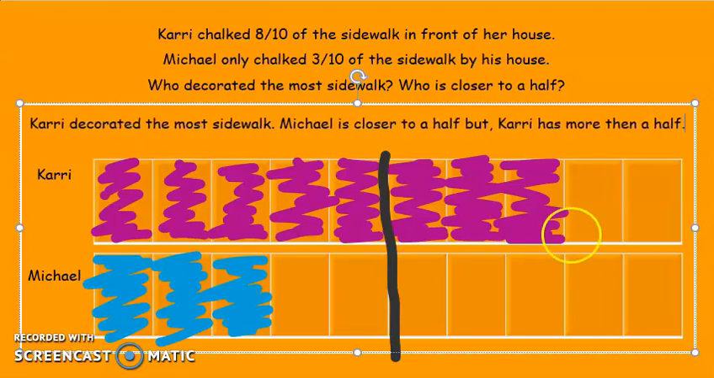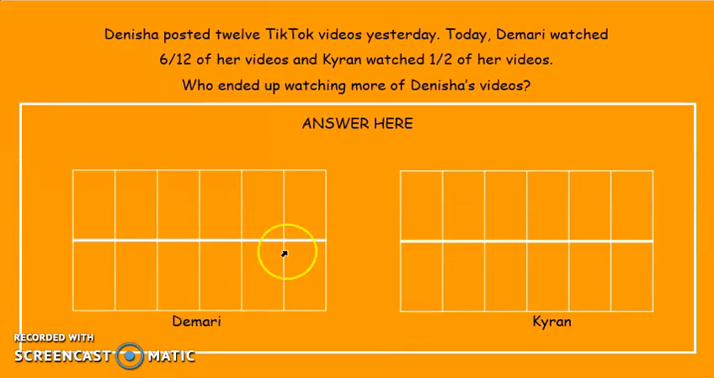So these are certain questions that we want to make sure to pay attention to, because it looks like Michael's closer to the half because Kari has 3 more pieces than the half. But she technically already has one. She's closer to her whole. So maybe we would say Michael is closer to a half, but Kari has more than half. So she has more than what she needs. Answering it fully. Our last question here, guys.